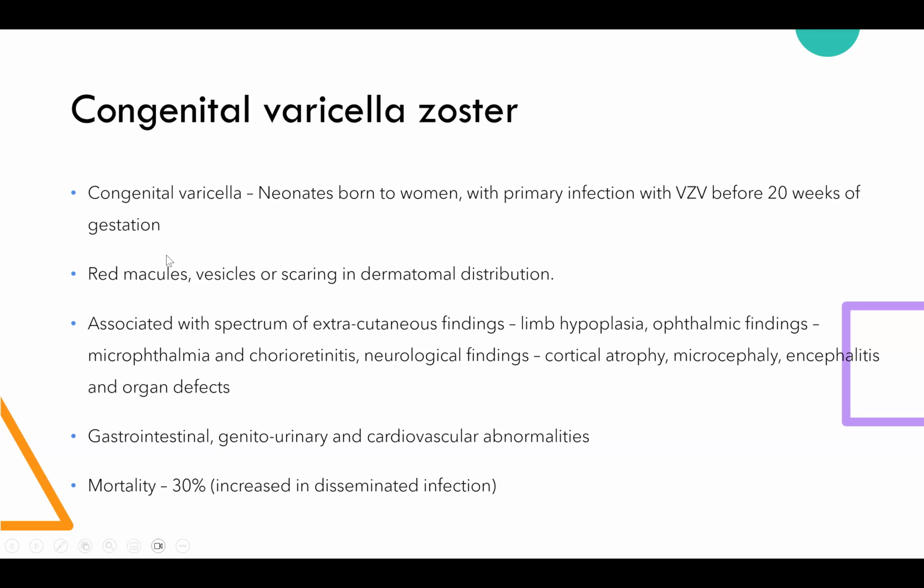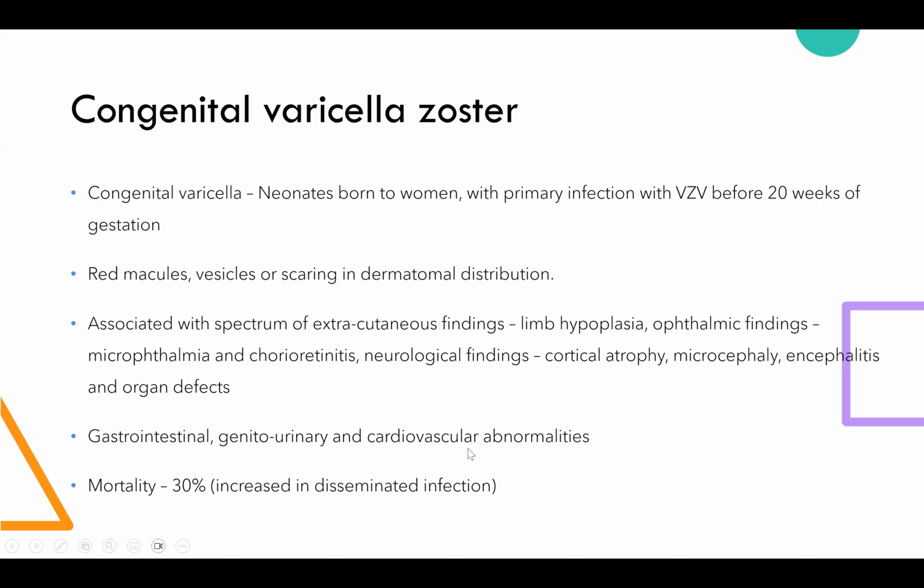So the baby will present with red macules, vesicles in the dermatomal distribution, or the vesicles that were present previously could have healed with scarring. So the baby will present with red macules, vesicles, or scarring in the dermatomal distribution. It can be associated with extracutaneous findings like limb hypoplasia, ophthalmic findings like microphthalmia, chorioretinitis, neurological findings like cortical atrophy, microcephaly, encephalitis, and organ defects.